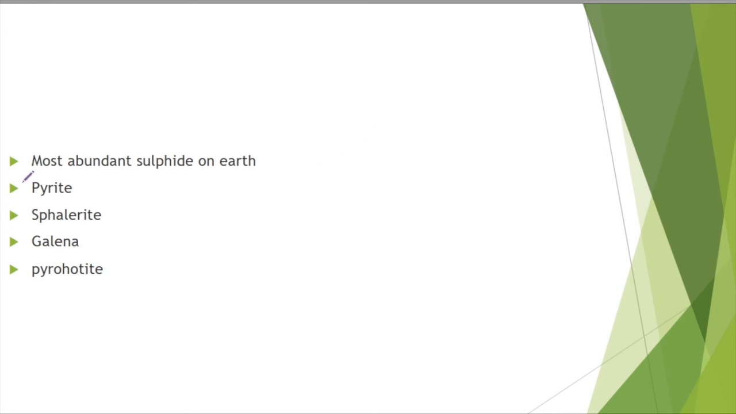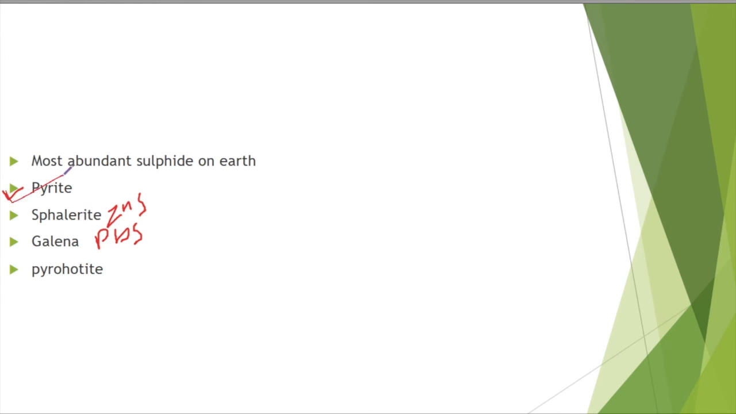So the right answer is pyrite. Why pyrite? The reason is among all these compounds, pyrite is the only one which has iron and sulfide. So pyrite is FeS2, sphalerite is ZnS, zinc sulfide, galena is PbS, and pyrrhotite is Fe2S16. So this is again an iron containing mineral, but it's a rare mineral.